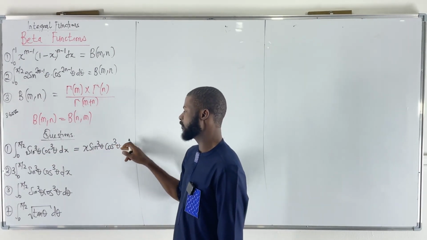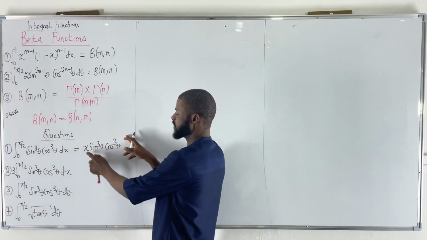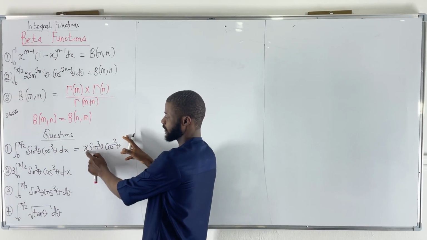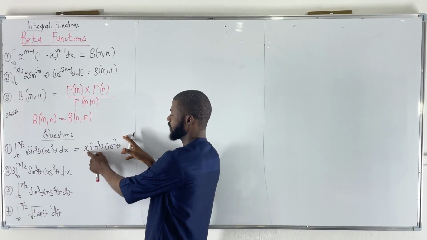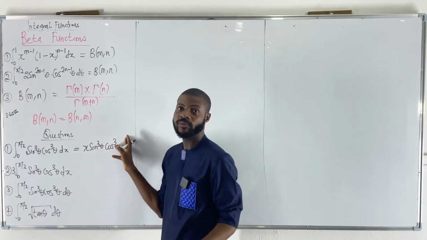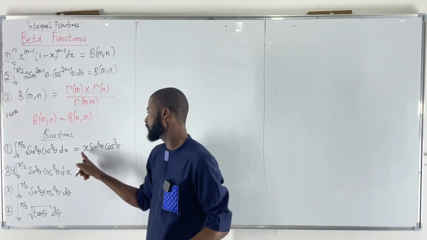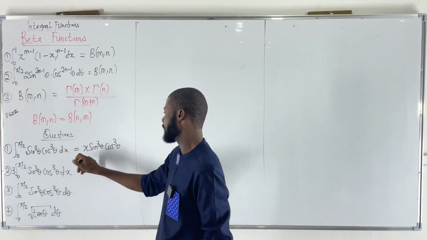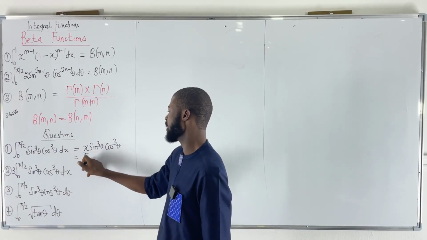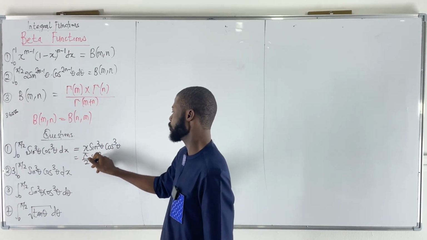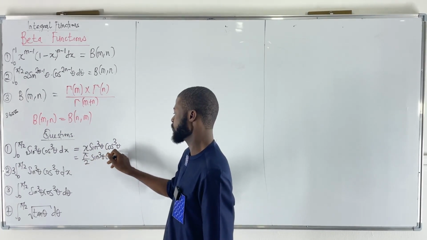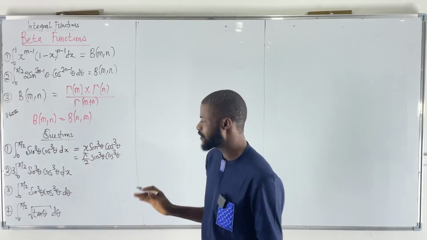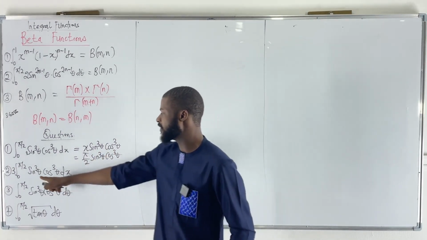But if it's from 0 to pi over 2, and this is the only place where x exists, this means that only the pi over 2 will be useful. Because when you put in 0, 0 times everything will give you 0. So the answer to this problem is just pi over 2 sine cubed theta cos cubed theta. That's just the answer.